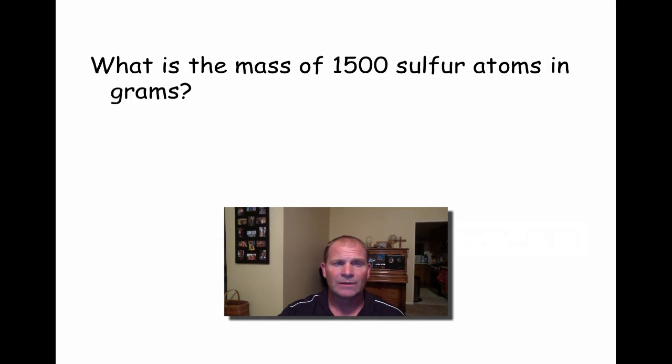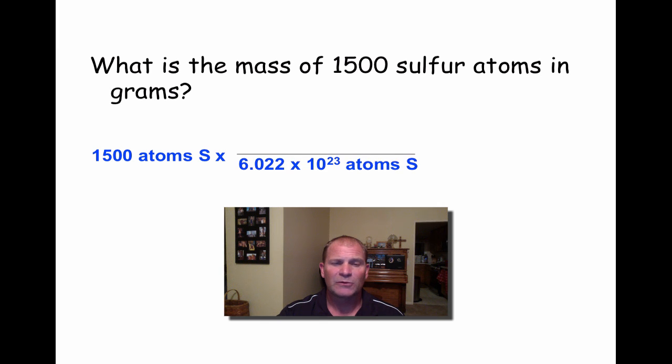Another example says, what is the mass of 1,500 sulfur atoms in grams? Again, I'm going across my roadmap from atoms to grams. And I realize to get from atoms to grams, I must pass through the mole. Again, we have 2 conversion factors here. So I start out with 1,500 atoms of sulfur. To get from atoms to moles, I use Avogadro's number because I know 1 mole equals 6.022 times 10 to the 23rd of anything. In this situation, I'm talking about atoms. So 6.022 times 10 to the 23rd atoms is equal to 1 mole of sulfur atoms. And I put moles over atoms, one reason only, because I want my atoms to cancel out.